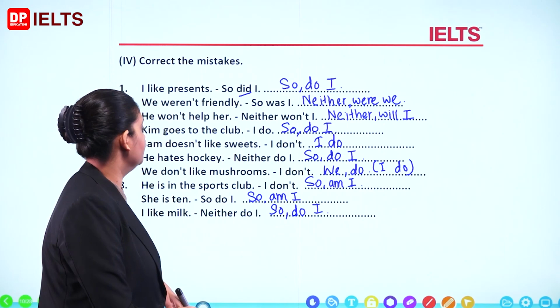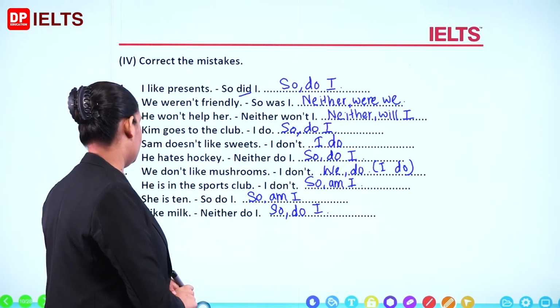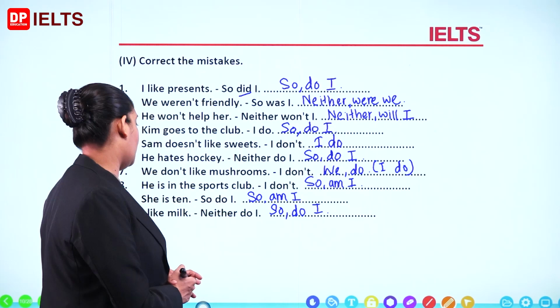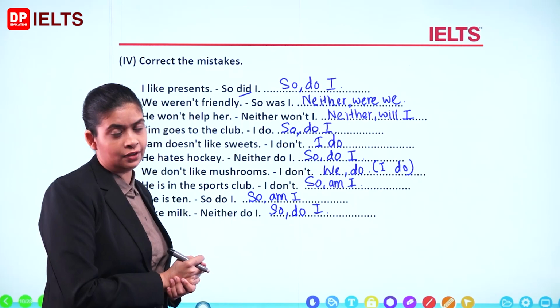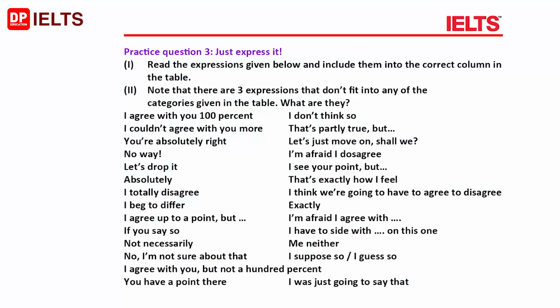He is in the sports club. So am I. Or you can say, I'm not. She is 10. So am I. I like milk. So do I. Okay, you can change it the way you think, a little change, but bring out a meaning to the sentence. All right, so the next one, practice question 3, just express it.